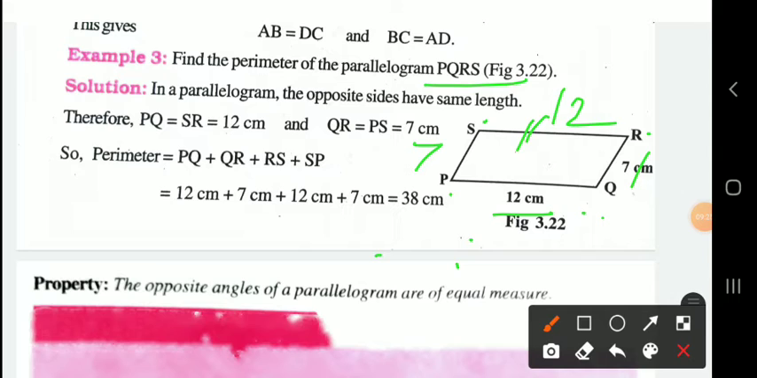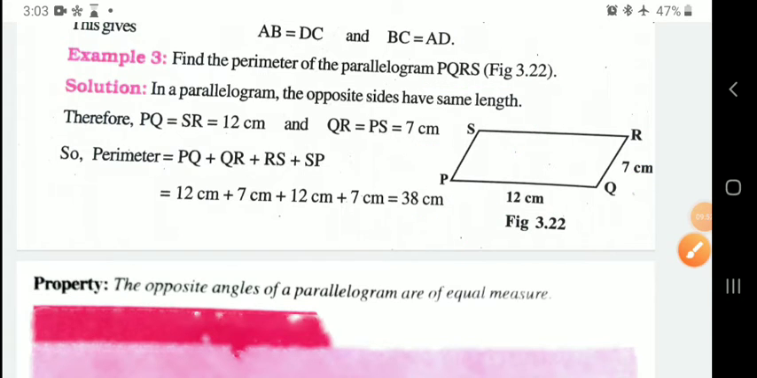All the sides of the parallelogram. So just the sum of all these sides gives the perimeter of the parallelogram. So that is 12 plus 7 plus 12 plus 7 is equal to 38 centimeter. So the perimeter of this parallelogram is 38 centimeter. It is an application of which property? The property of parallelogram, that opposite sides of a parallelogram are equal.